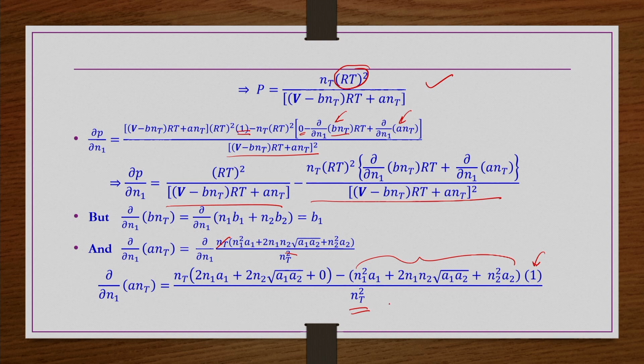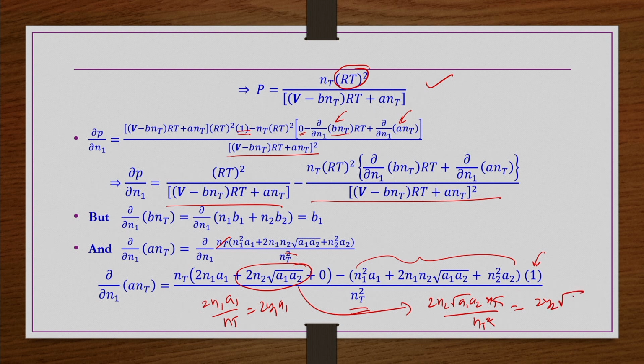This part, if I write it here, 2 N1 A1 Nt by Nt square, I can write it as 2 N1 A1 by Nt. So, that is 2 Y1 A1. Similarly, for this term I can write it as 2 N2 square root of A1 A2 Nt divided by Nt square. So, this Nt and the square of this one is cancelled out. So, 2 Y2 square root of A1 A2 I can write, right.